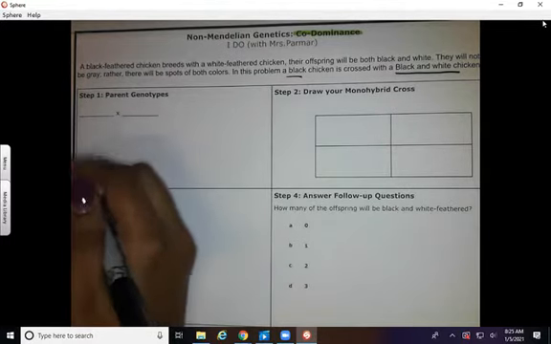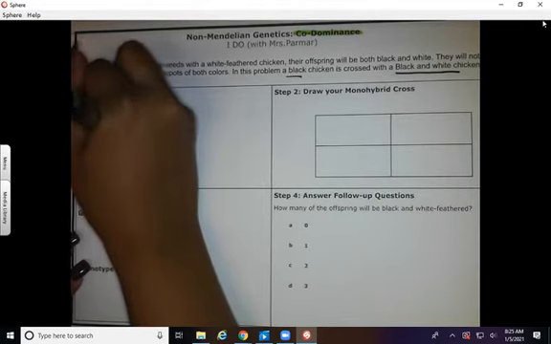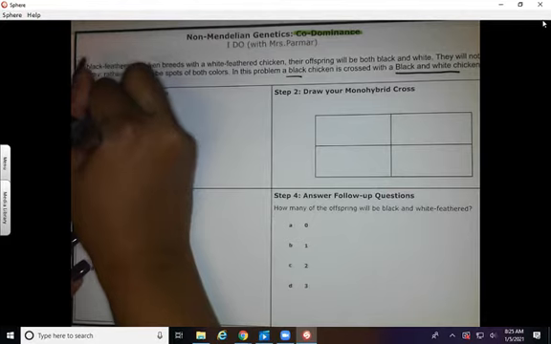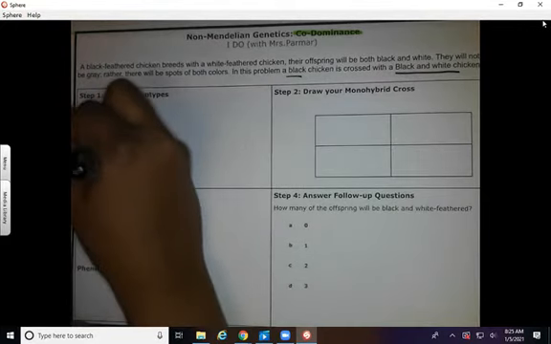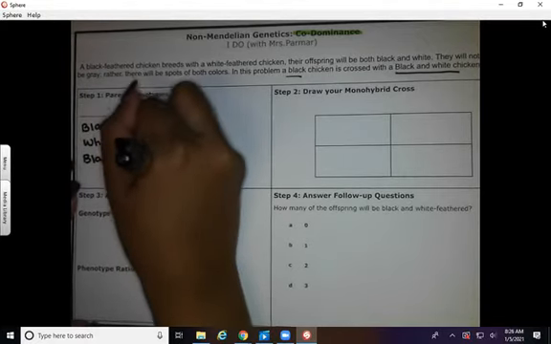Okay, so I'm going to go ahead and create a key for myself. And the three phenotypes that we're seeing are black, white, and then chickens that are both black and white at the same time. That's codominance. They're both showing up.